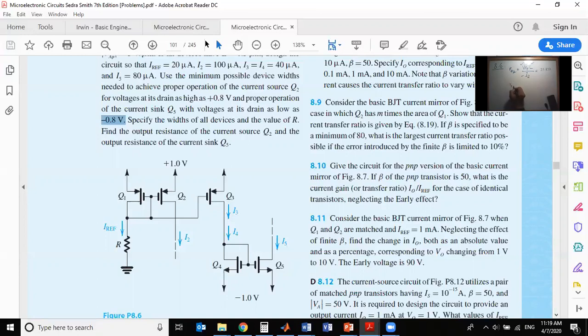Same thing for RO5. It's VAP times L over I5. Sorry, in this case it's VAN, right? Because Q5 is an NMOS. So this is VA prime N times L over I5, and this is going to give you 31.25 kilo ohm. That's it.